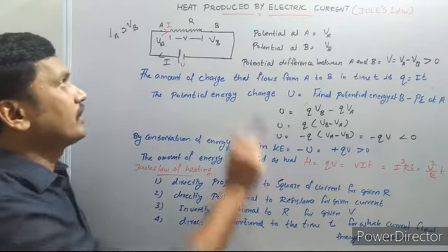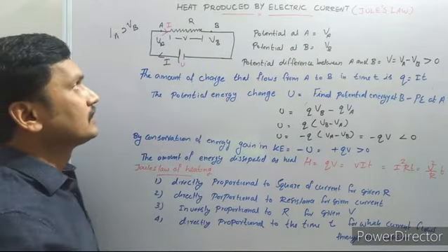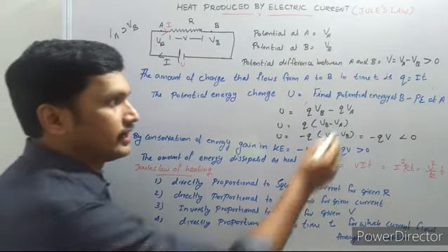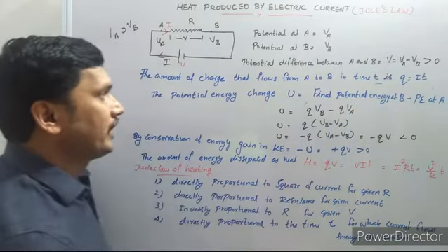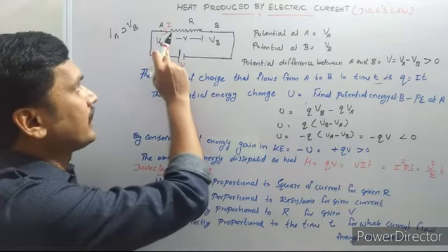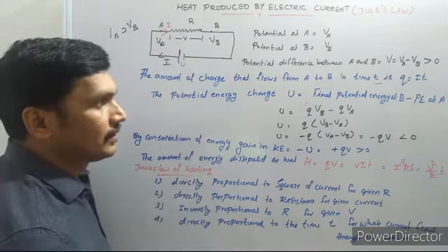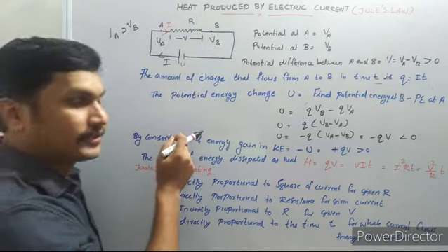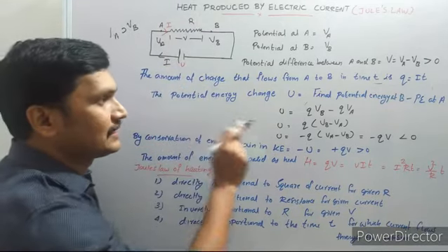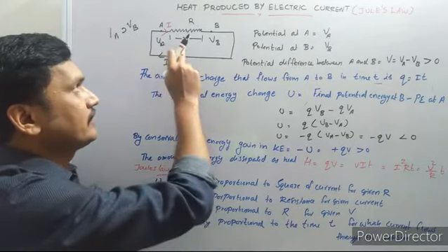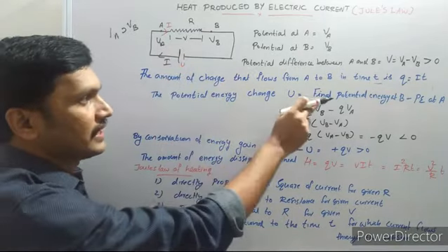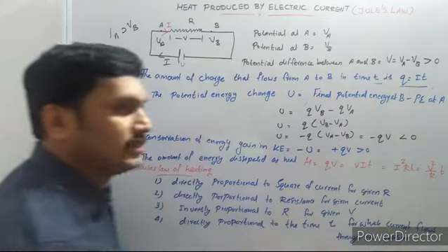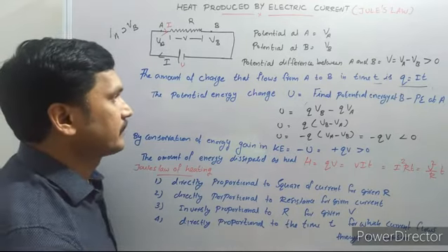Now let us find what is the total amount of charge that flows through AB in a small time interval t. We are taking a very small time interval t and finding the total amount of charge that flows from A to B. We write the charge Q is equal to I into t. I is the current flowing through this conductor for a time t. So within that time, Q is the amount of charge that flows through the conductor. So the charge Q is equal to current into time, Q equal to I t.